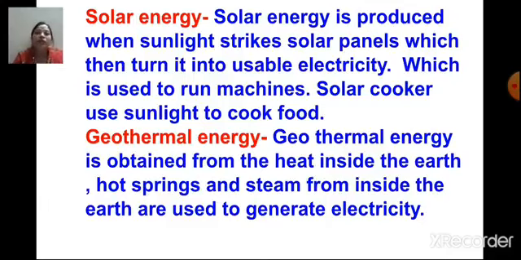Next is geothermal energy. Now children, geo means related to earth, thermal means heat. So when some kind of heat comes from the earth, we call it geothermal energy. Geothermal energy is obtained from the heat inside the earth. Hot springs and steam from inside the earth are used to generate electricity. This is again a non-polluting or environment-friendly source of energy.